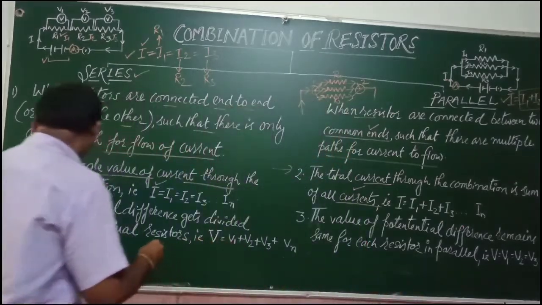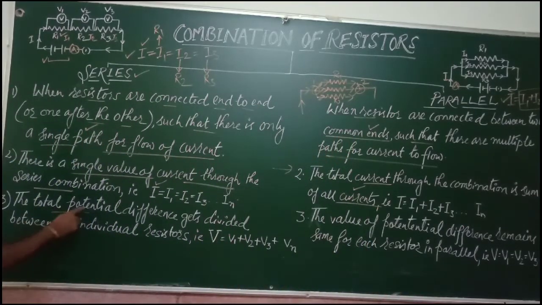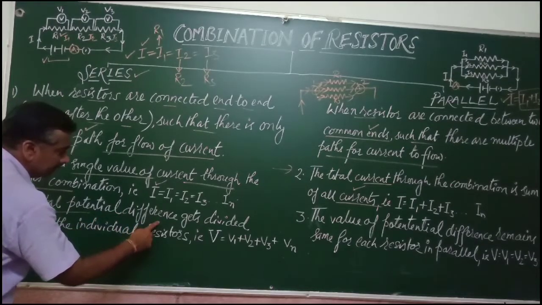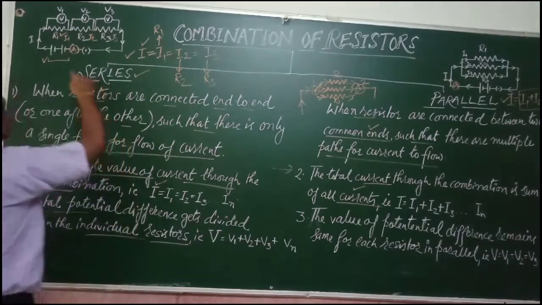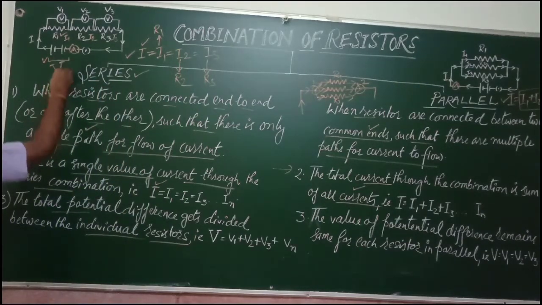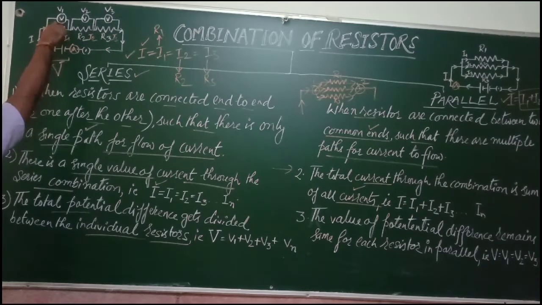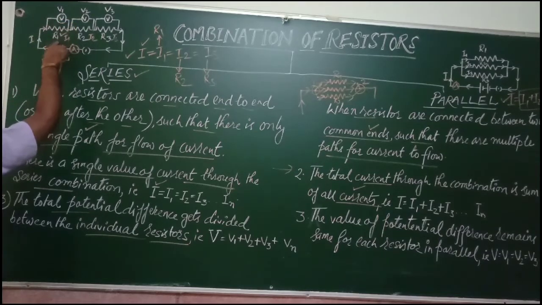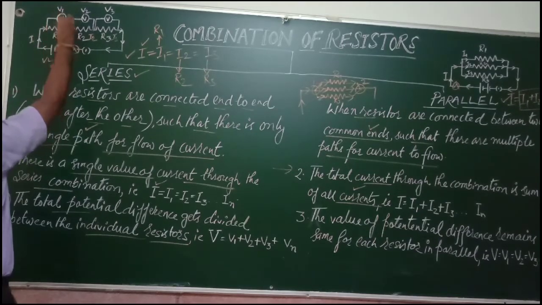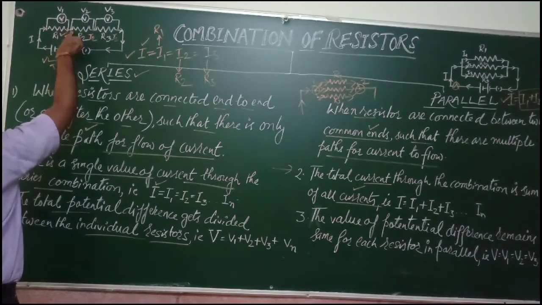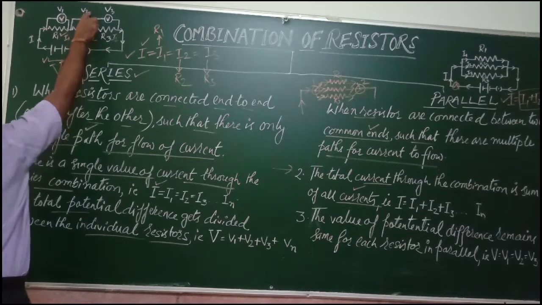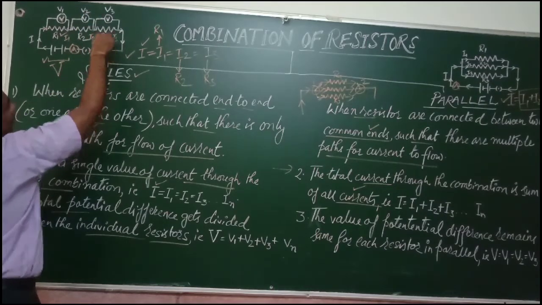Now the last and the final one. In the series combination, the total potential difference gets divided into the individual resistors, right. Suppose the total potential difference supplied by this battery is V. So when the current passes through this point to this point, there is a potential drop V1, which is basically measured by this voltmeter. When the current passes through R2, the potential drop is V2, and when it passes through R3, the potential drop is V3.